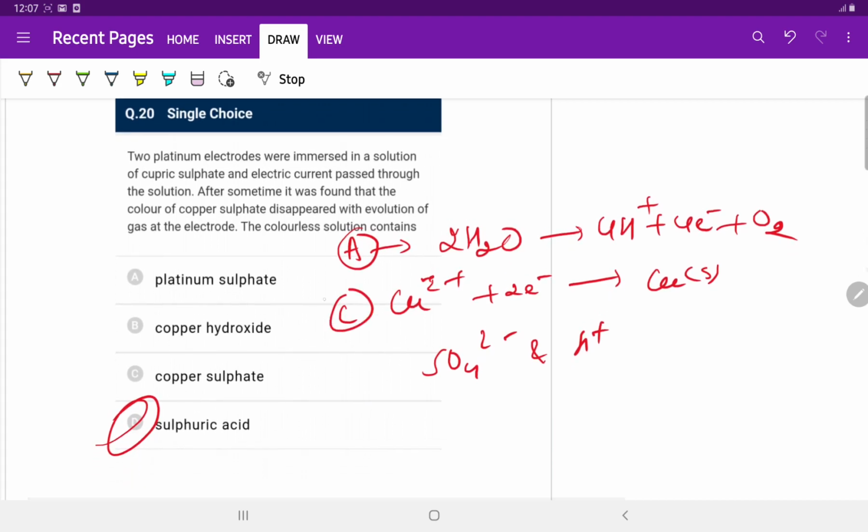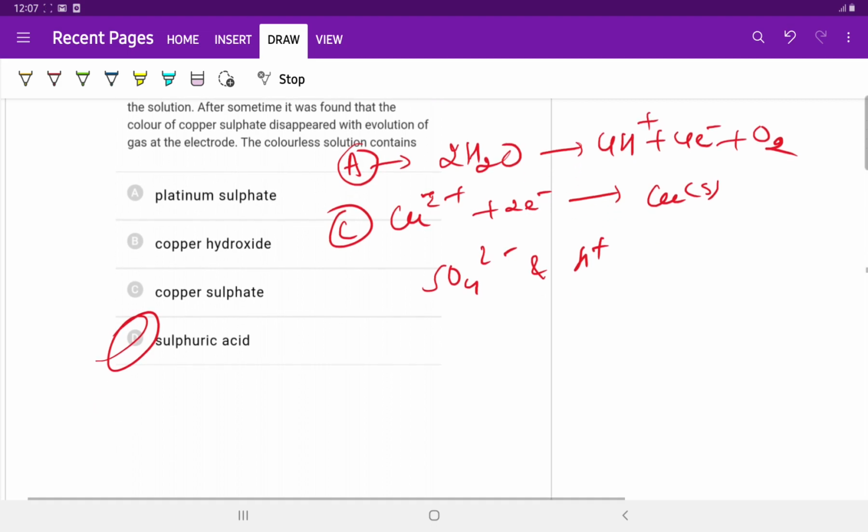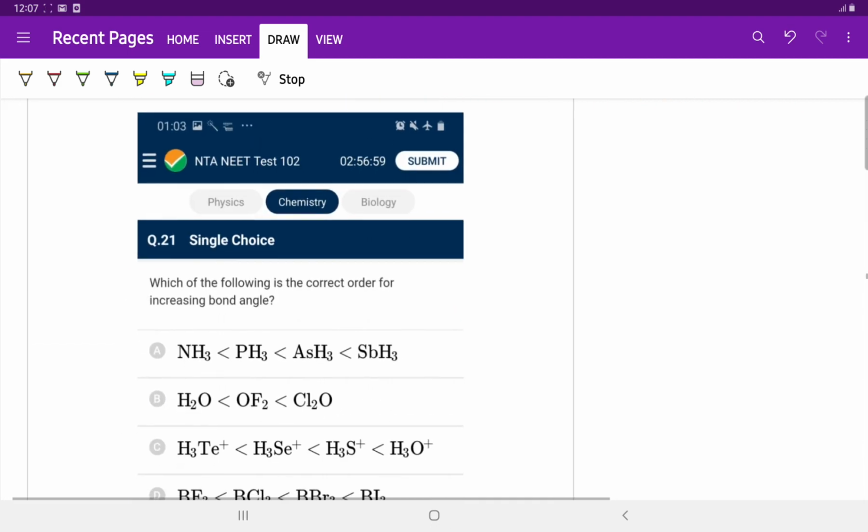This reaction takes place at the cathode. So with the left solution having sulfate and H plus ions, we can say it is an aqueous solution of sulfuric acid. We will move to question number 21.